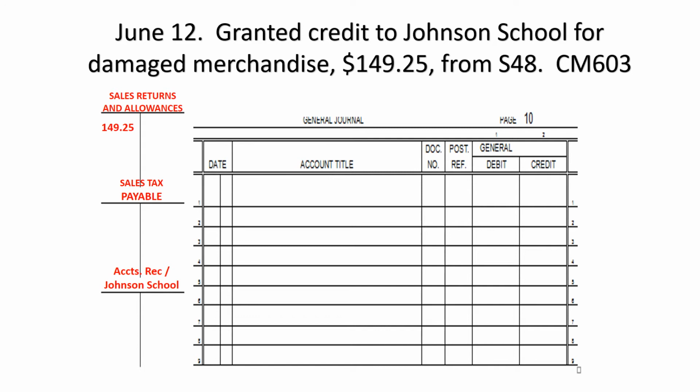Now remember, Johnson Schools, and churches and nonprofits, do not pay sales tax. They are tax exempt. Since they're tax exempt, you're not going to do anything with the sales tax payable account. It's actually a pretty easy, straightforward transaction where you debit sales returns and allowances and credit accounts receivable, Johnson Schools. And so we follow our transactions just like so.